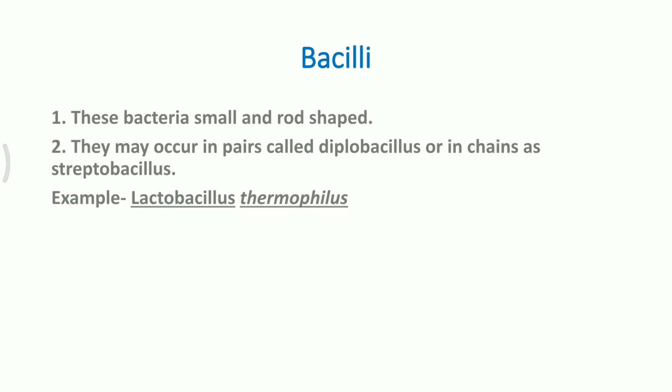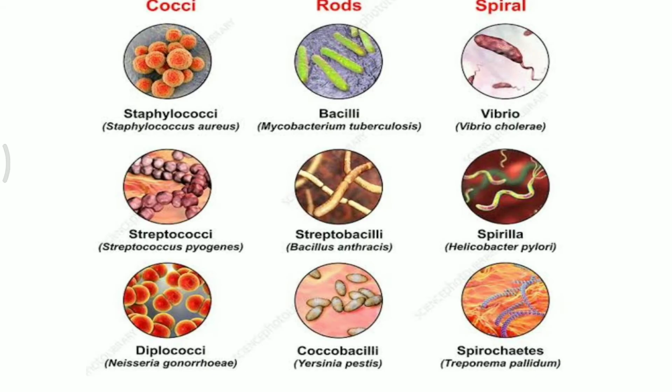The next category is bacilli. These are rod-shaped bacteria and they are quite small in size. An example is lactobacillus, which helps in the formation of curd. So these are the different shapes of the bacteria. You can just look at their shapes and understand the difference. Cocci are all spherical or round shaped, whereas the rod shaped bacteria are the bacilli. You can see the structure.